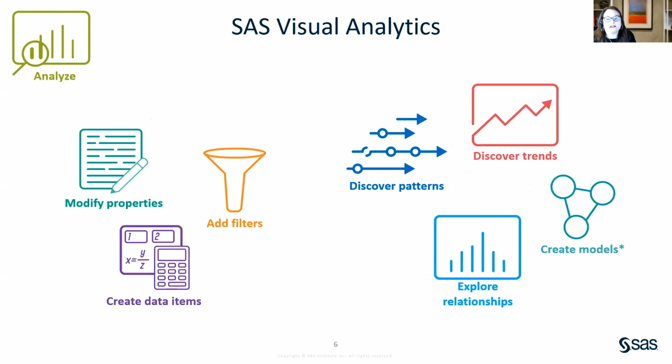Within Visual Analytics, we can modify lots of the properties of the data items. We can create new data items. We can add a variety of different filters. We can add filters on the data. We can add filters on an object in the report. Our goal here is to prep our data and then use that to discover some of those patterns or trends, explore relationships. We want to have a better understanding of our data.